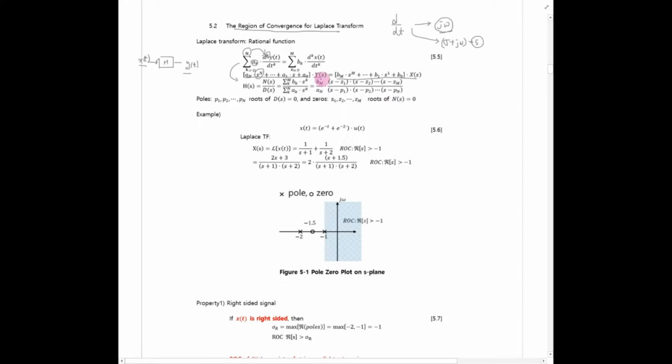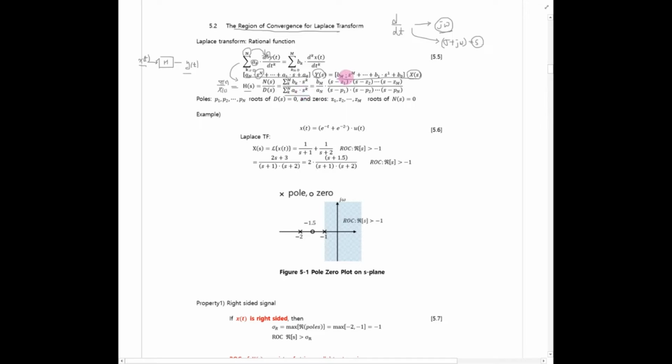The system can be defined by the ratio of output to the input. So H(s) is defined by Y(s) over X(s). Okay, this one can be given in this way. So the summation of a_n s^n is the denominator, but b_m s^m is the numerator. So it can be expressed in this way.